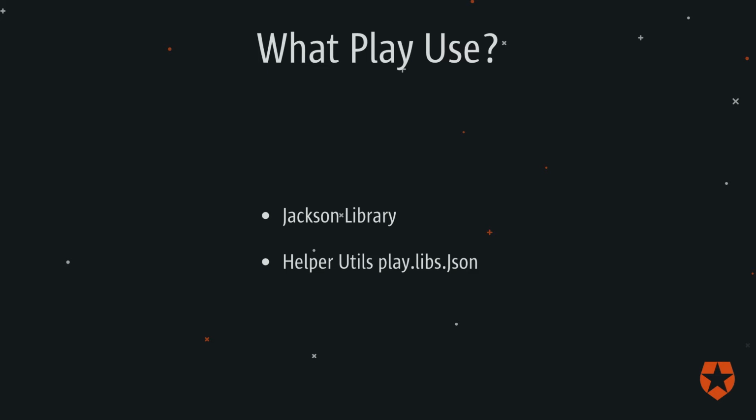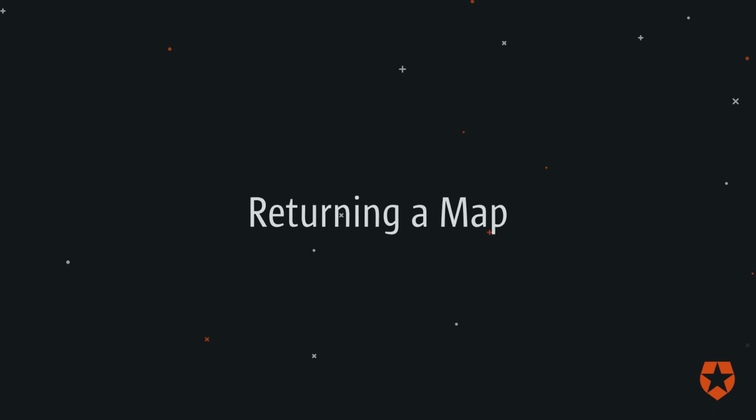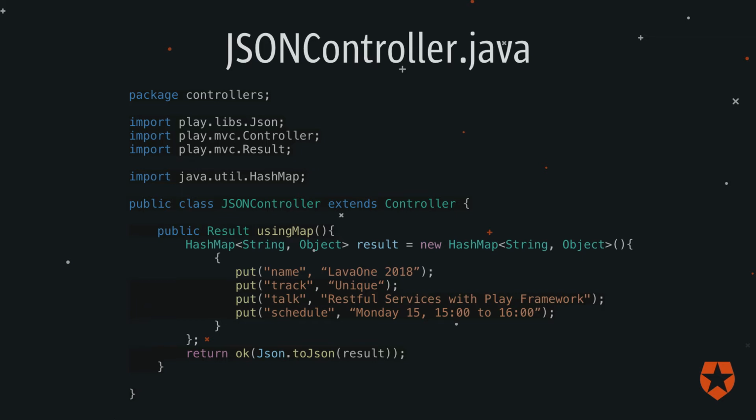Okay, and how does this work in Play? Play is based on libraries, and uses the Jackson library, which is a really good one, the most used in Java to convert objects to JSON and JSON to objects. And they have their own util for that in play.libs.Json. So I will show you now how we can return a map, for example, as a JSON. I am creating a map here, and I am putting, for example, that it's an event, and I am putting the name of the event is lava1.